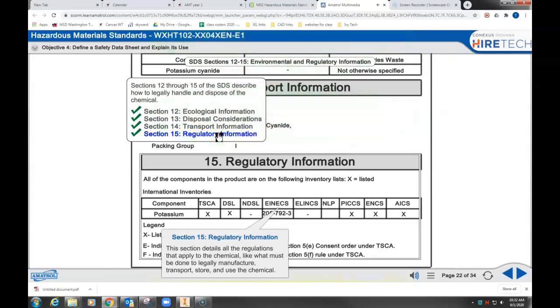This section details all the regulations that apply to the chemical, like what must be done to legally manufacture, transport, store, and use the chemical.